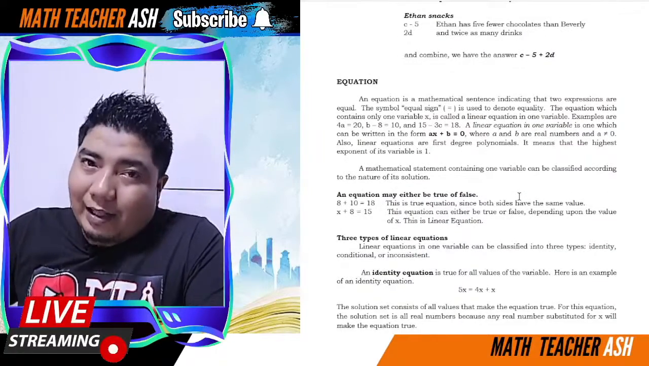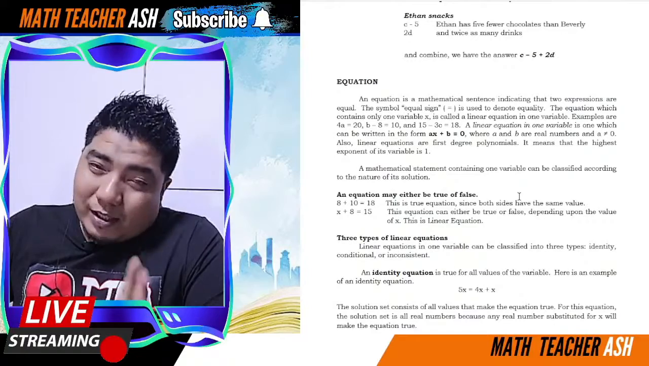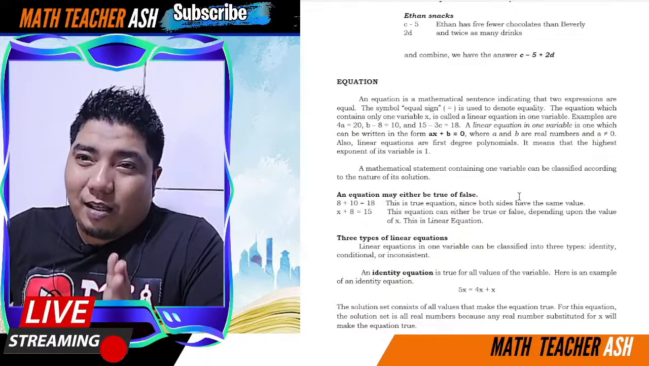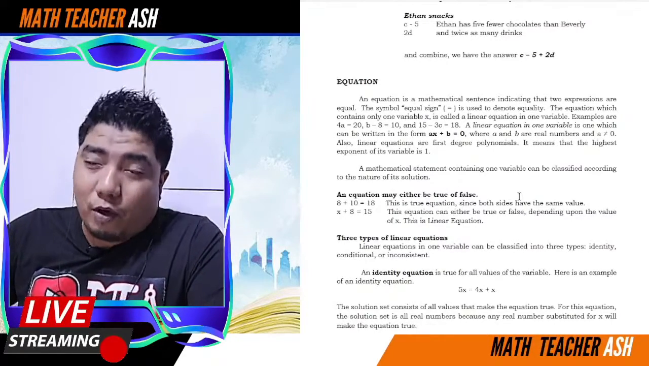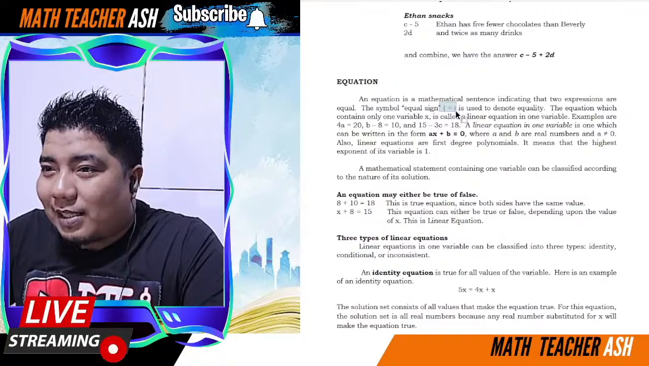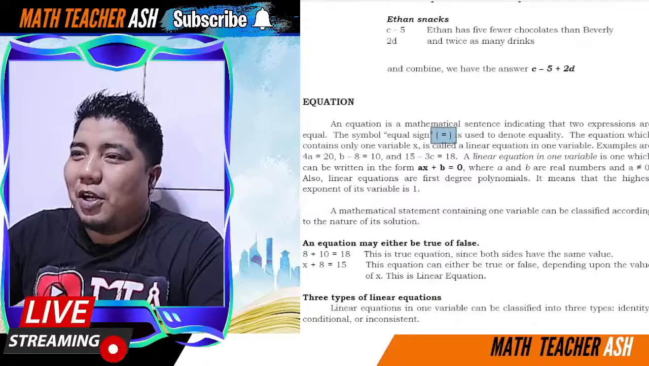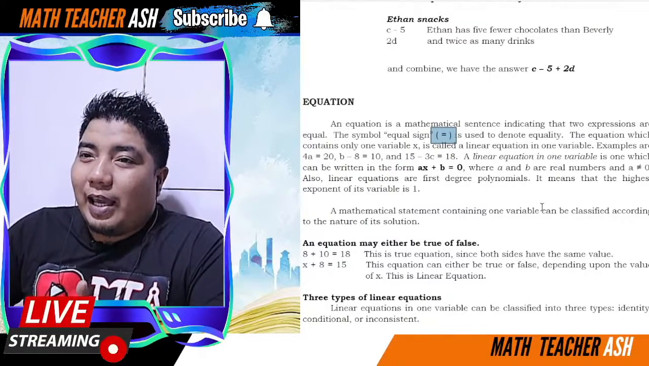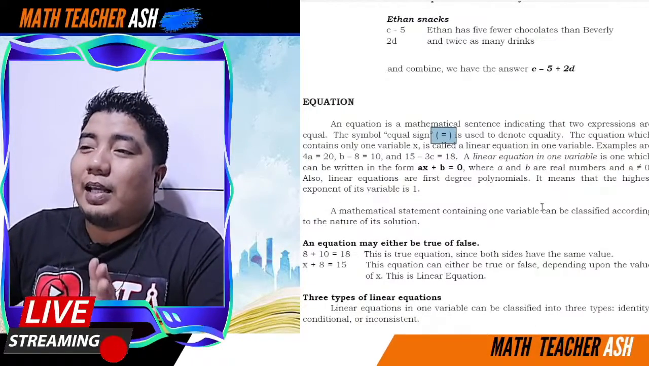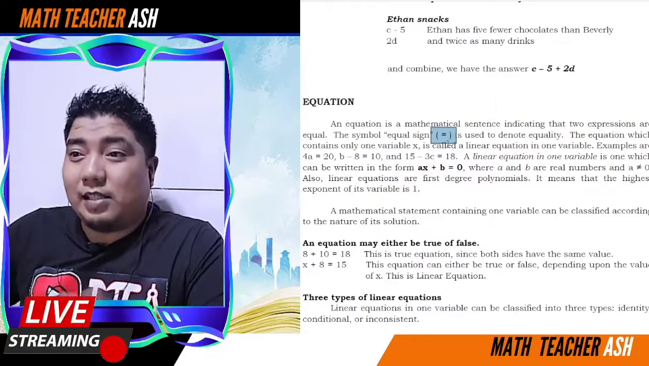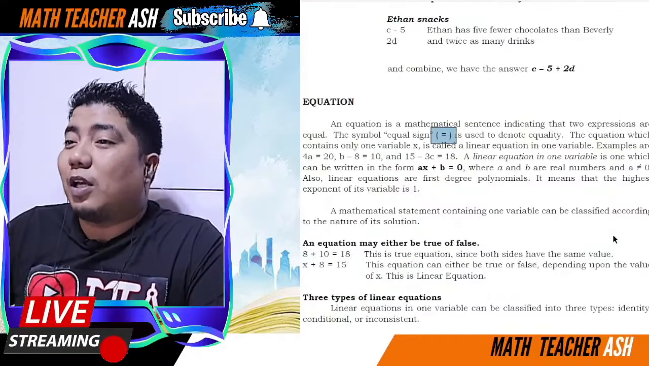Alright. So technically, when we say equation or when we say equal, we will use, of course, the equal sign. Okay, klarong-klaro yan, my dear math learners. So an equation is a mathematical sentence indicating that the two expressions are equal, and the equal sign is used to denote equality.